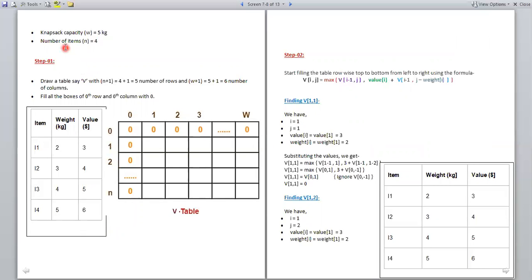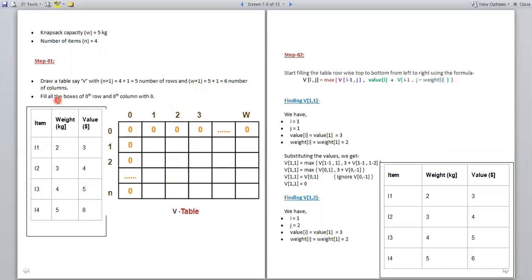So the knapsack capacity is 5 kg and the number of items given is 4. Initially, in step 1, we have to generate the value table. With 4 items, the row size is 4 plus 1, that is 5. Sorry, the weight is 5, so the column size will be 5 plus 1, that is 6. So we generate a V table of 5 cross 6. The size of the table is 5 cross 6.